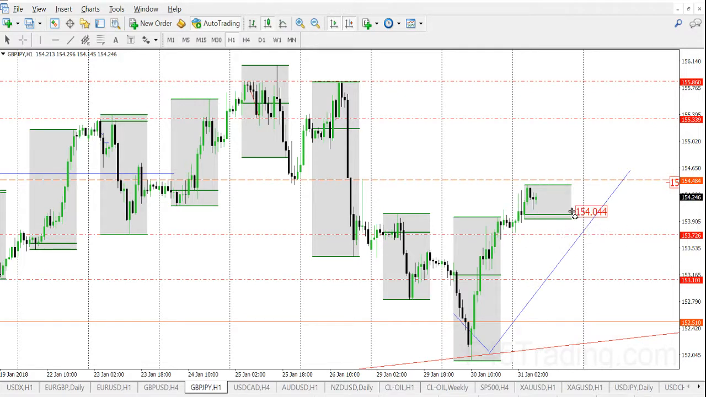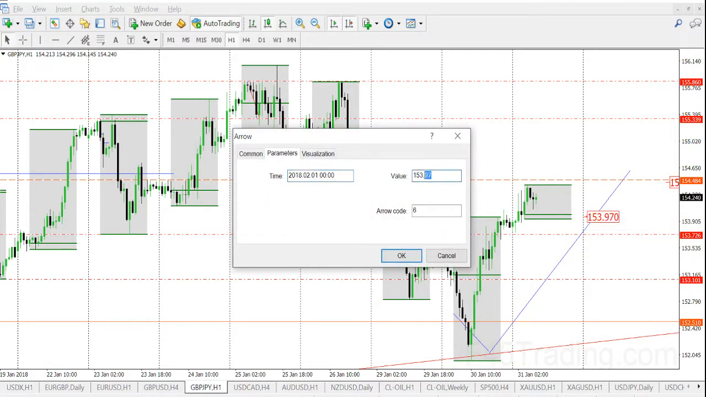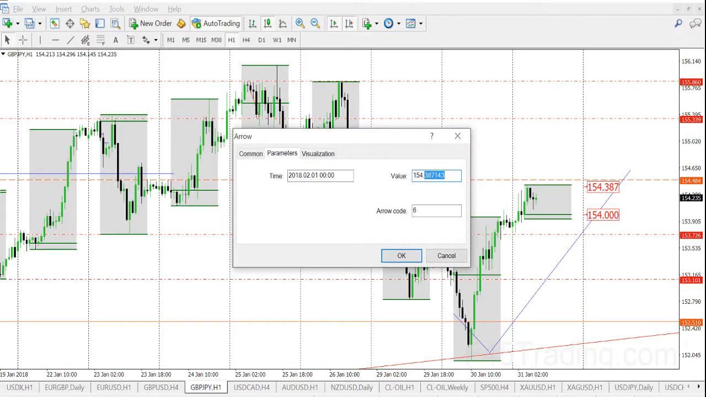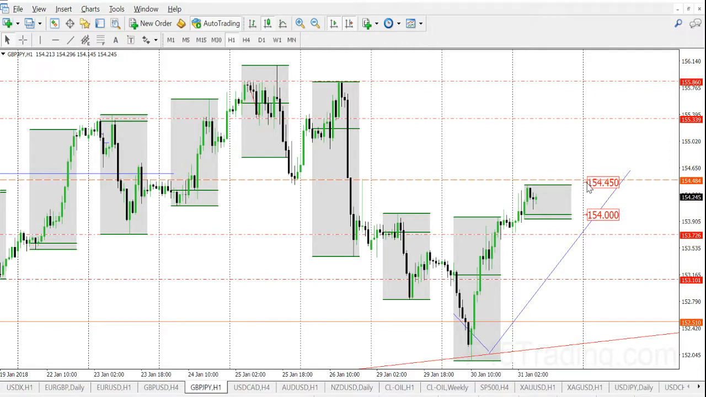So price may range in from, what's the high of that candle? 154. So let's just see here. Let me put out a couple of numbers. Then this was the 45 level, 154.45. So what we could see here, and I'm just spitballing, we may not see this, but come on, grab that arrow.